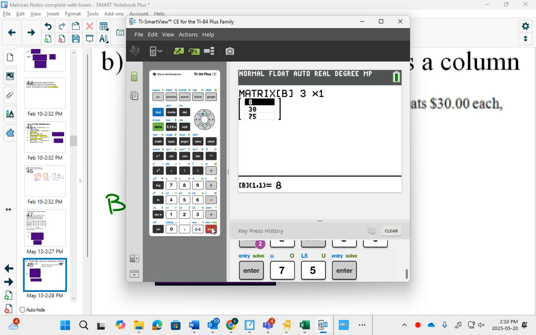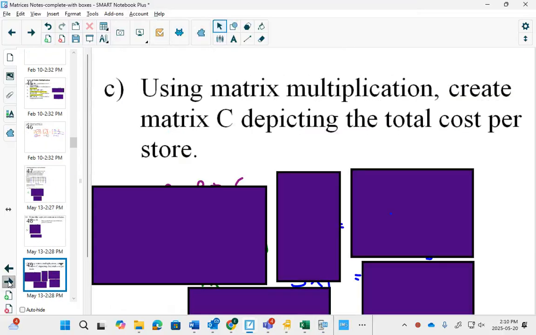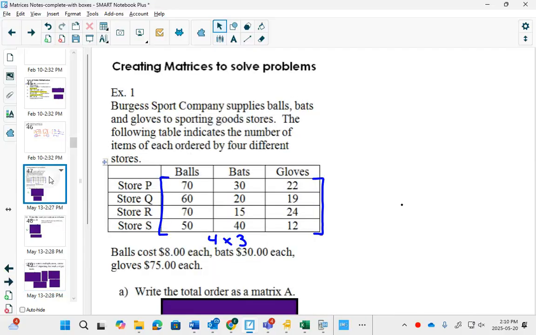Perfect. And now we've got matrix A and matrix B. Using matrix multiplication, create a matrix C depicting the total cost per store. Now, I'm just going to go back here to this slide. If I gave you this information, even in grade 8, you would have figured it out, right? How much does store P owe me?